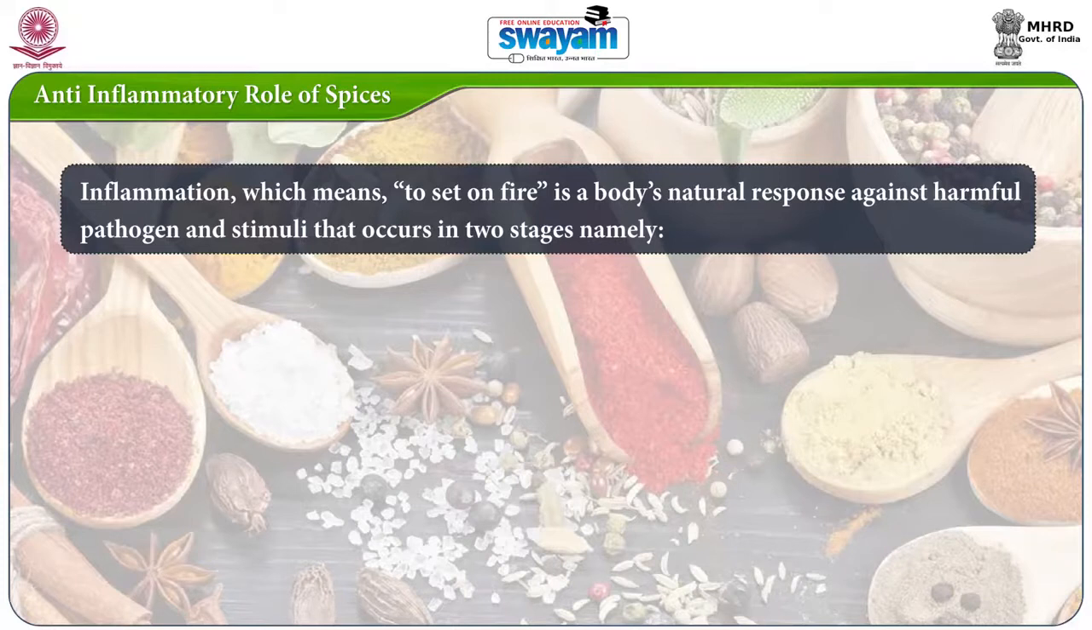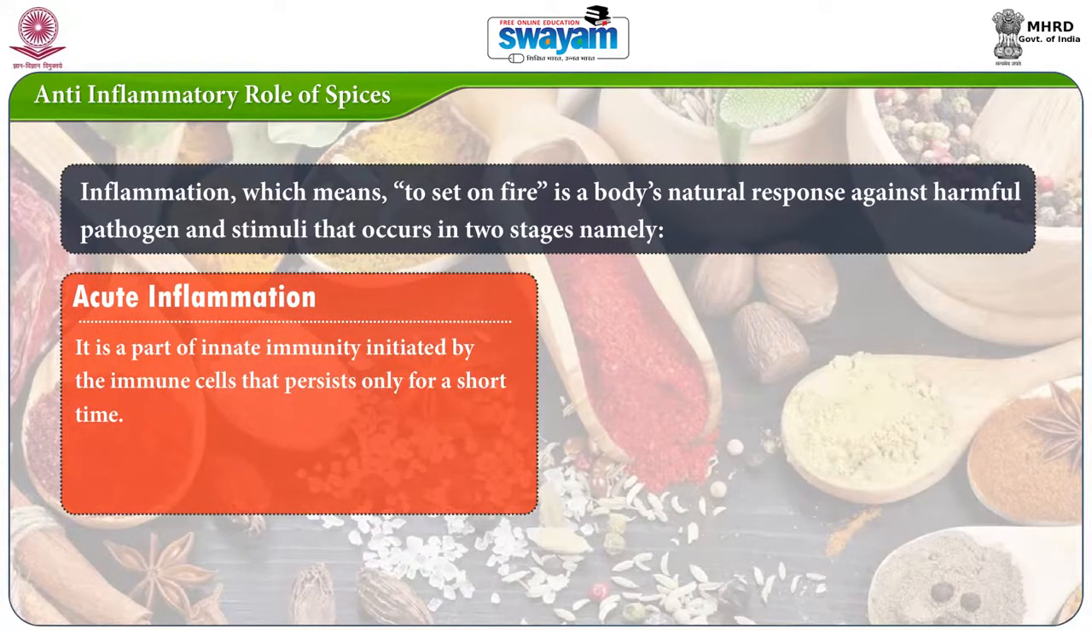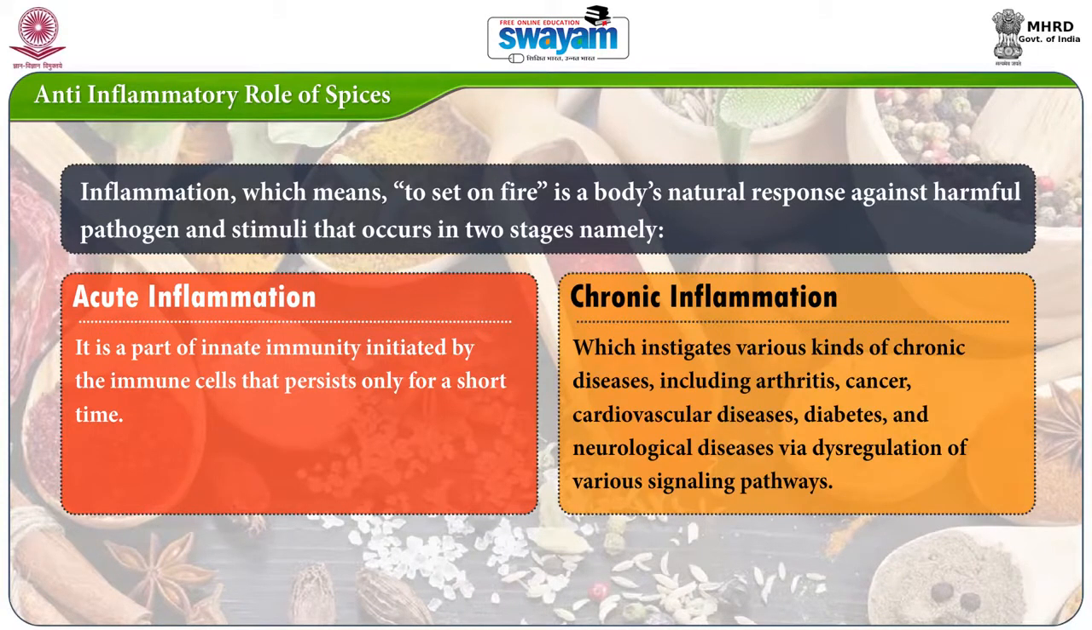Inflammation, which means to set on fire, is the body's natural response against harmful pathogens and stimuli that occurs in two stages, namely acute and chronic inflammation. Acute inflammation is a part of innate immunity initiated by the immune cells that persists only for a short time. However, if the inflammation continues, the second stage, called chronic inflammation, commences, which instigates various kinds of chronic diseases including arthritis, cancer, cardiovascular diseases, diabetes and neurological diseases via dysregulation of various signaling pathways.